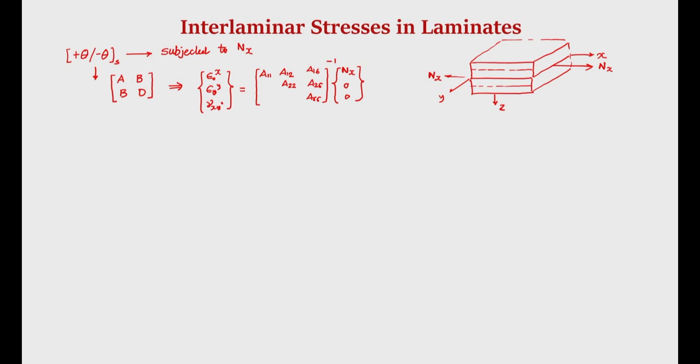Now, from this we can find out that if it is subjected to Nx, definitely there will be epsilon x, there will also be epsilon y. So, there will be epsilon x naught, epsilon y naught, but there will not be any gamma xy naught, because it is a balanced laminate, plus minus theta symmetric. Let us see that this is what we get.